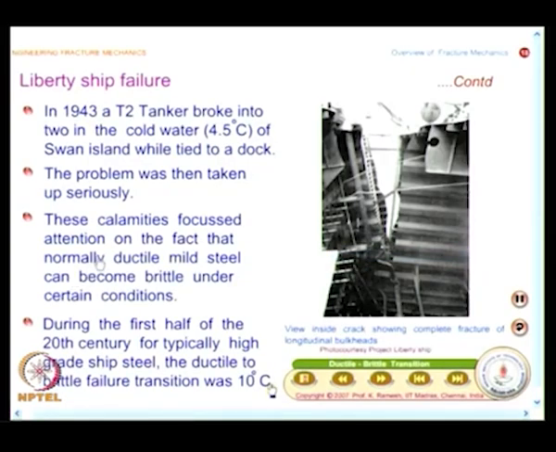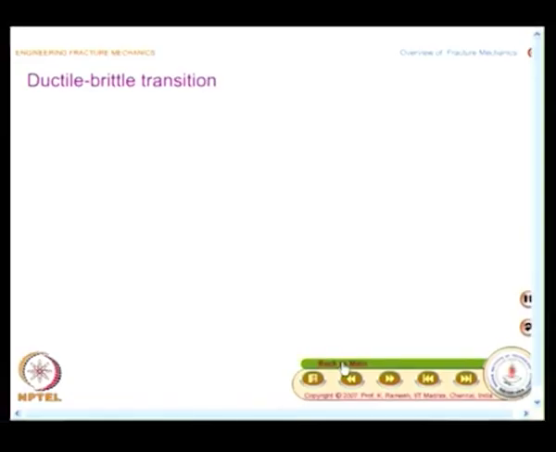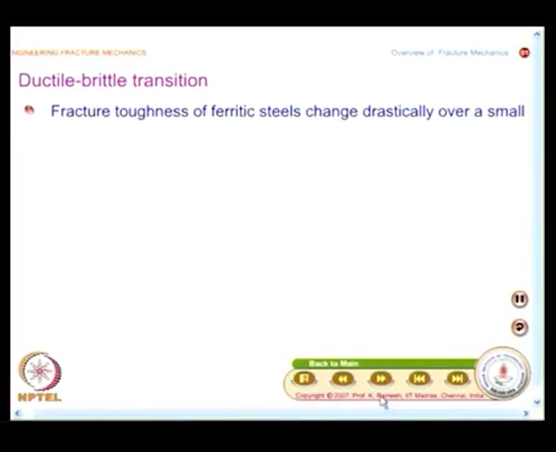So, what you find is these calamities focus attention on the fact that normally ductile mild steel can become brittle under certain conditions. So, if you go to metallurgists, they have understood now there is something called ductile to brittle transition. We will have a look at it. There is nothing like a material is always ductile. Above certain temperatures, it may behave in a ductile fashion, below some temperature, it may become brittle. That kind of an understanding came about, and this is what you see in ductile to brittle transition.